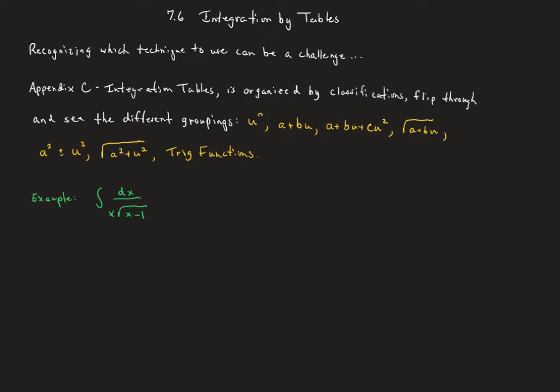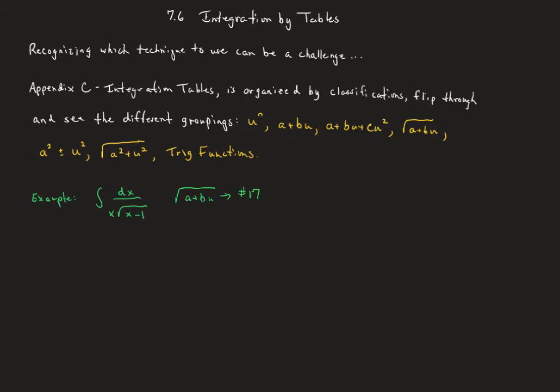The integral of dx over x times the square root of x minus 1. If you look, you will find this, I believe, in the section labeled a plus bu. In that section, number 17 is the formula that we want. I would expect you on a homework or test question to write down that number 17.